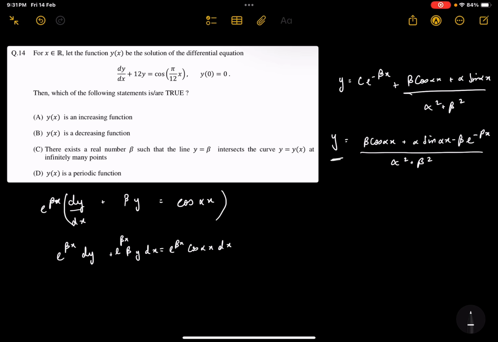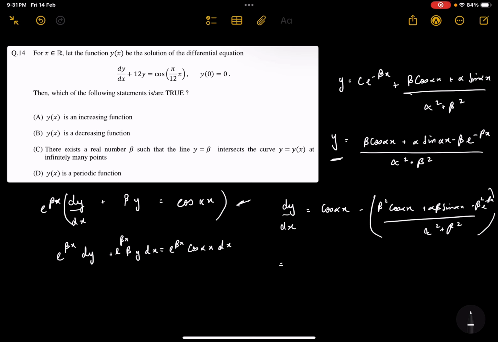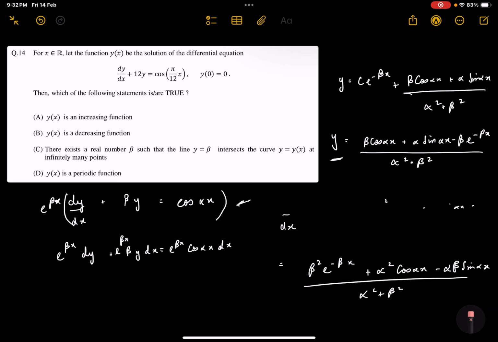And substituting this y in this equation, we get dy by dx equals (alpha cos alpha x minus beta square cos alpha x plus alpha beta sin alpha x minus beta square e to the power minus beta x) upon alpha square plus beta square, which is equal to (beta square e to the power of minus beta x plus alpha square cos alpha x plus alpha beta sin alpha x) upon alpha square plus beta square. So we have dy by dx with us.